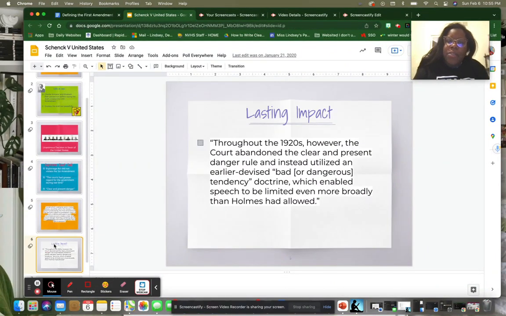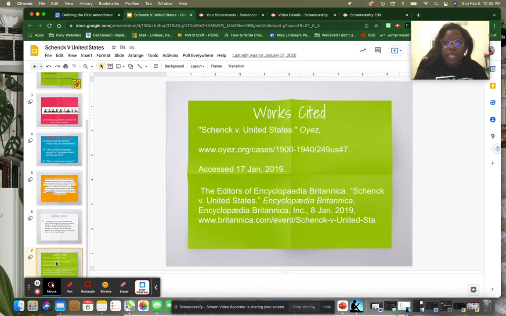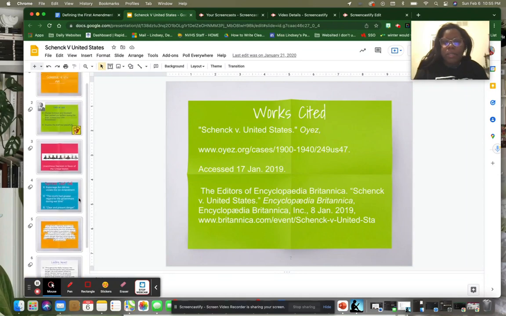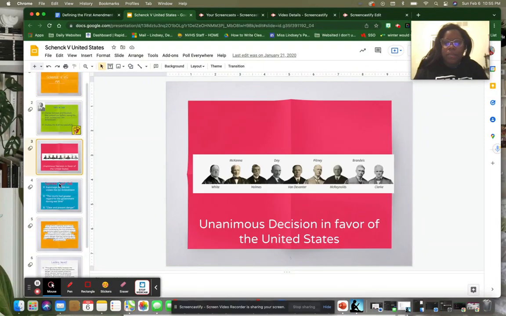Lasting impact. Throughout the 1920s, however, the court abandoned the clear and present danger rule and instead utilized an earlier devised bad or dangerous tendency doctrine, which enabled speech to be limited even more broadly than Holmes had allowed. So that was a previous case. And then I have my works cited, which you should always do when you are looking up different cases and looking up specifically quotes such as I used here. And then, of course, images came from that site as well.